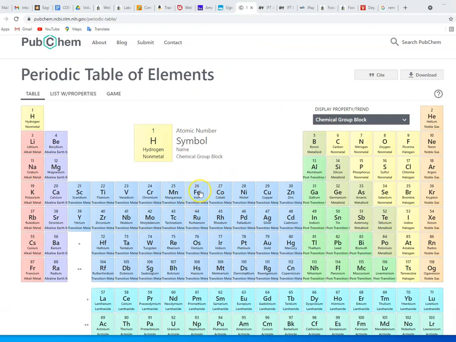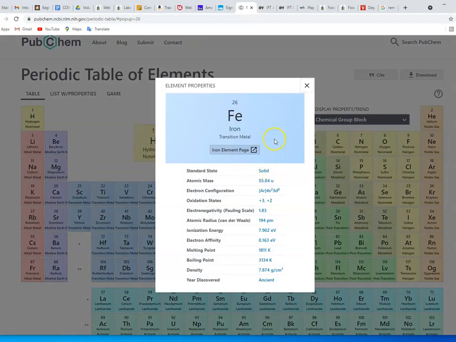All right, so I found a periodic table online. I'm going to click on iron. And it looks like the atomic mass is 55.84. So that is going to tell us how many grams per mole. This is in atomic mass units. It's also 55.84 grams per mole.